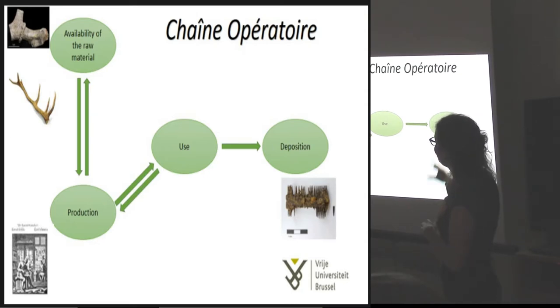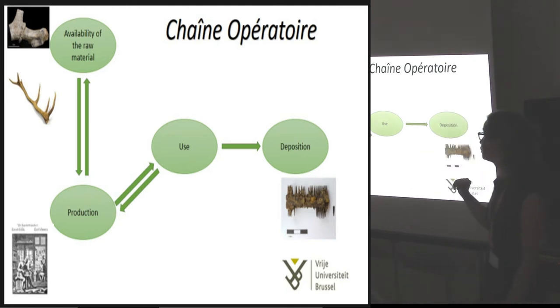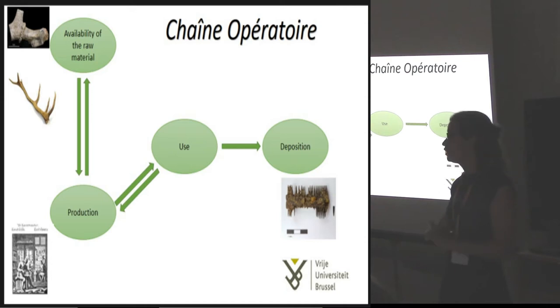So first, I would look at the availability of the raw material. I used mostly antler. First of all, we can look at where the antler came from. So was the antler from reindeer or red deer? That would already give you an insight into what region it comes from. The ZooMS analysis is used for that. Second, we can look at what kind of antler it was. Was it shed antler or antler from slaughtered animals and everything?